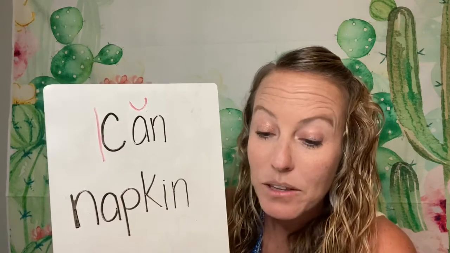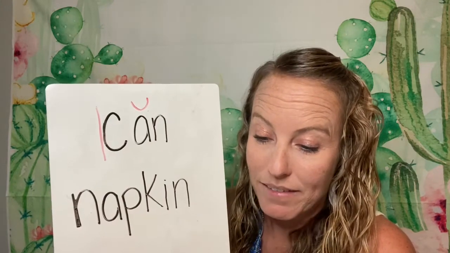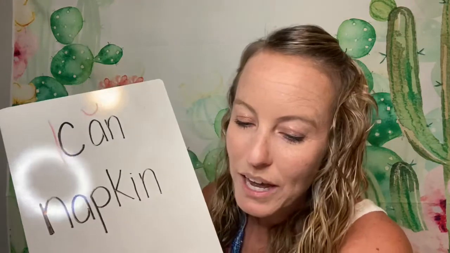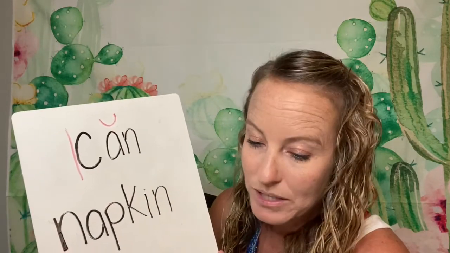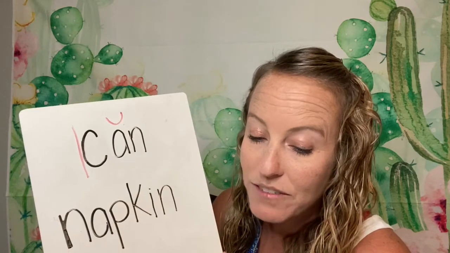Let's see how many syllables are in napkin. Let's try. Napkin. Ooh, how many do you count? Napkin. Good, 2. Great job. When a word has more than one vowel sound, we must separate the word into syllables. This is called syllable division.